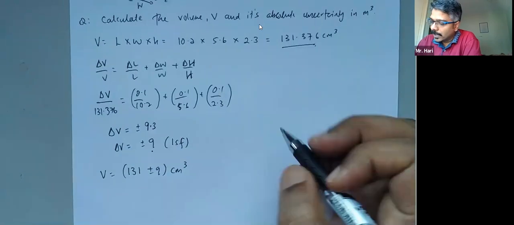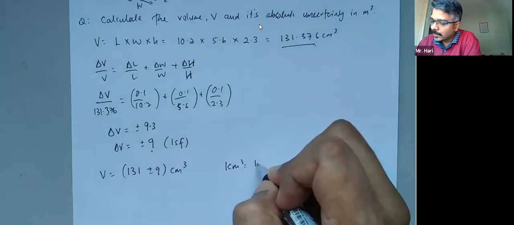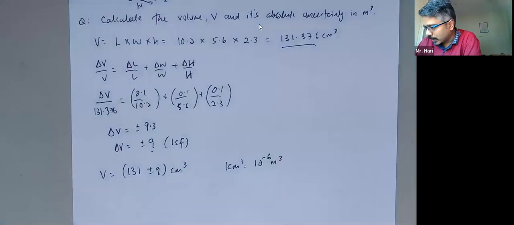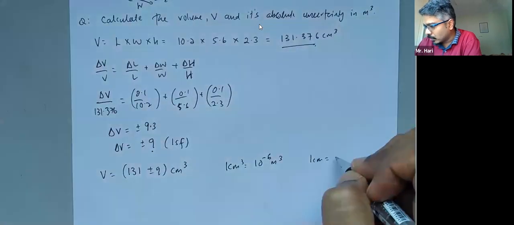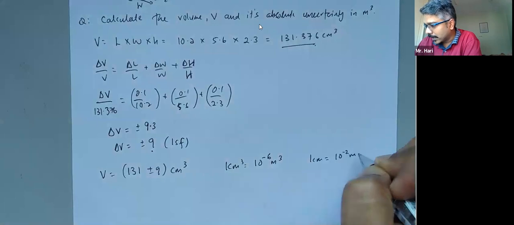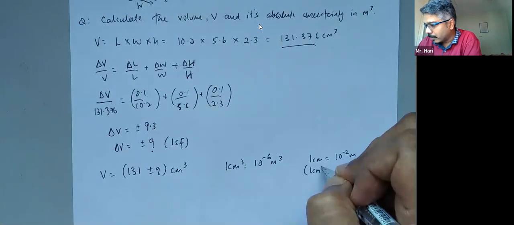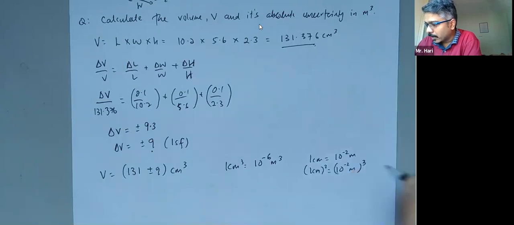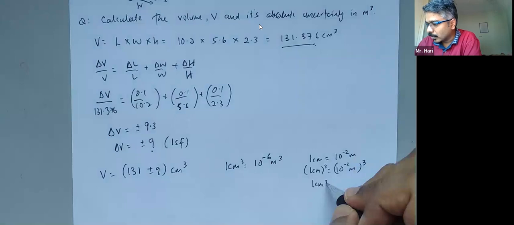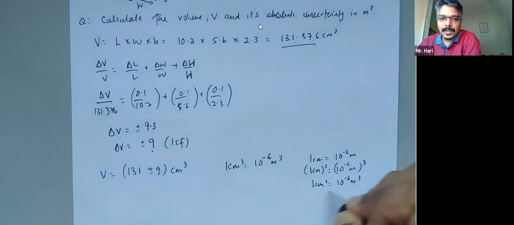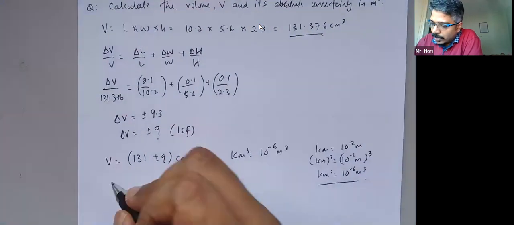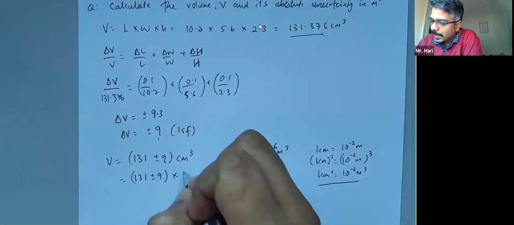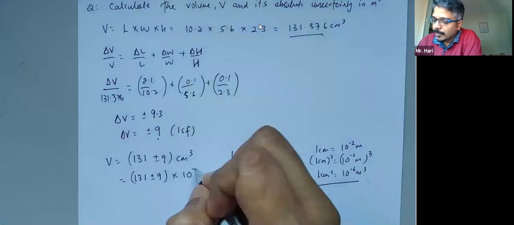And we know that 1 centimeter cube is 10 to the power of negative 6 meter cubes. That is because 1 centimeter is 10 to the power of negative 2 meters. 1 centimeter cube is 10 to the power of negative 2 meter, cubed. Therefore, 1 centimeter cube is 10 to the power of negative 6 meter cube. All right. Therefore, 131 plus minus 9 times 10 to the power of negative 6 meter cube.